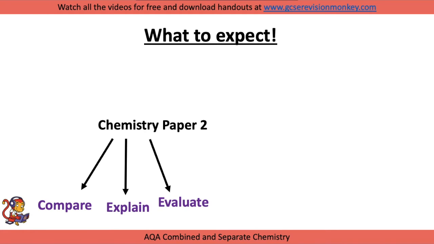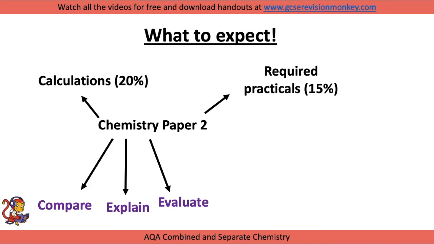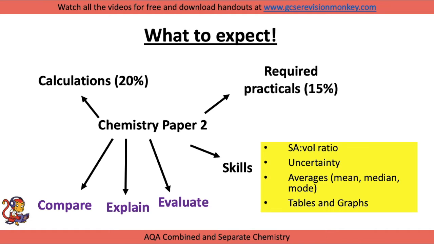I'll do a quick recap of evaluate, explain and compare questions. We'll have a look at calculations that you need to know because 20% of the paper will still be calculations. And we'll have a look at required practicals, which are 15% of the exam. And don't forget also lots of skills that we've covered before, things such as surface area to volume ratio, uncertainty, averages, including mean, median, mode, and tables and graphs are likely to come up as well. So have a look through the previous videos in paper 1 for those skills as well.